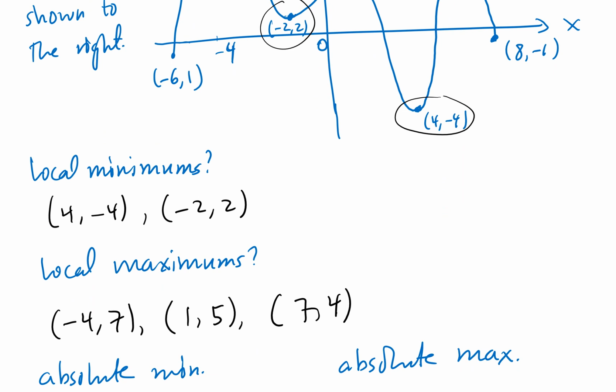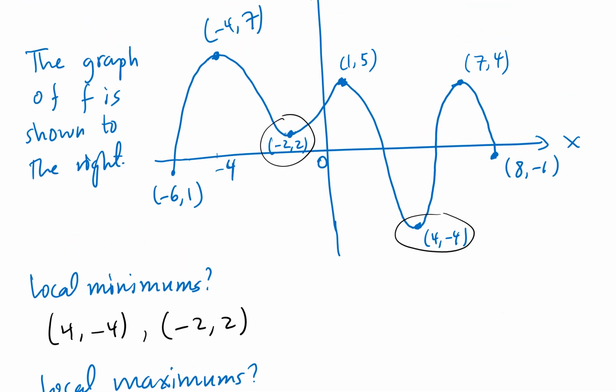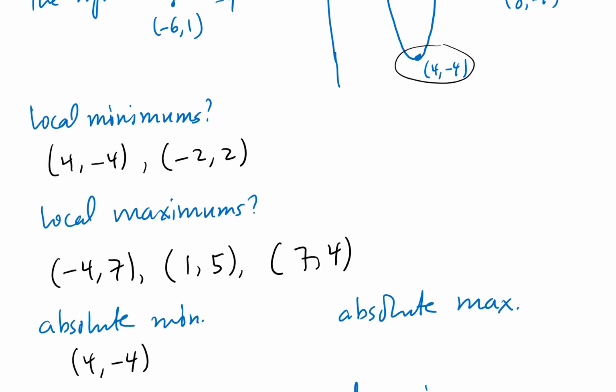Now for absolute min, that's the lowest point the graph can reach, which is (4, -4). Although it was a local min, it still can be called absolute min. Absolute max, the highest point the graph could reach, is (-4, 7). The highest point can be at the end points, at the edge.